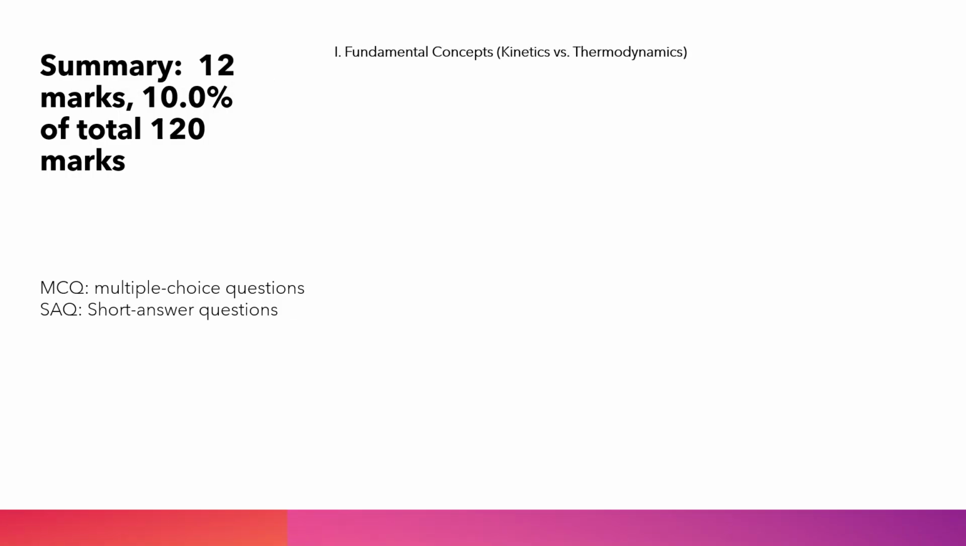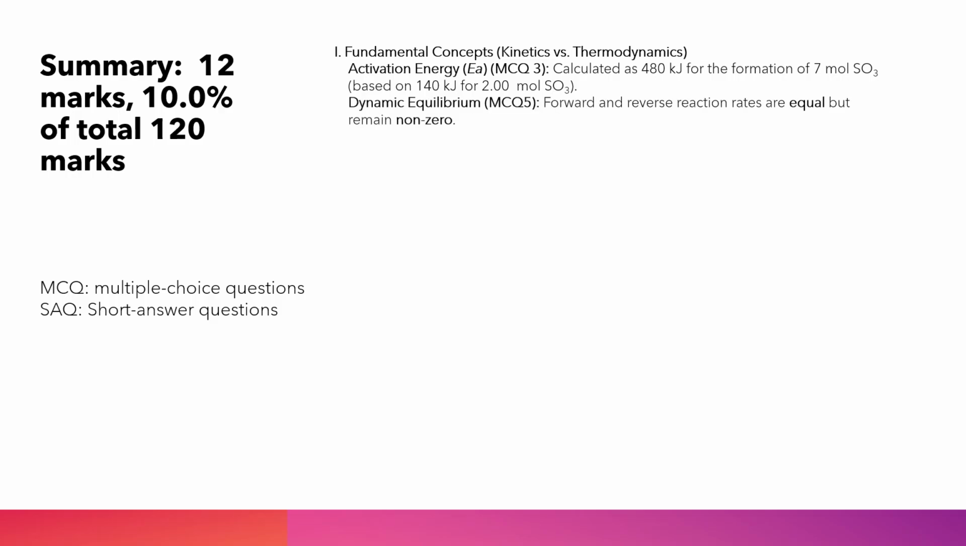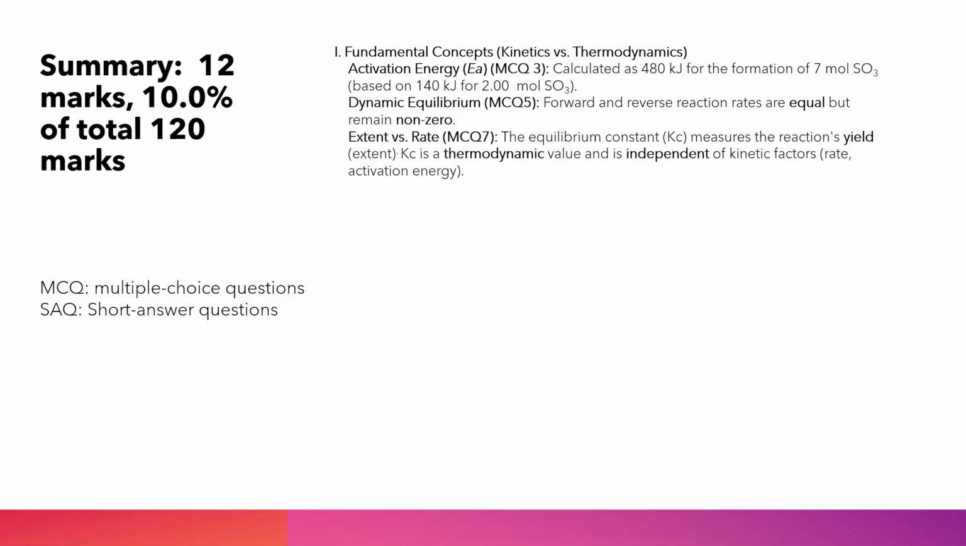Fundamental concepts: kinetics versus thermodynamics. Activation energy, EA, calculated as 480 kilojoules for the formation of 7 moles SO3, based on 140 kilojoules for 2.00 moles SO3. Dynamic equilibrium: forward and reverse reaction rates are equal but remain non-zero. Extent versus rate: the equilibrium constant Kc measures the reaction's yield, extent. Kc is a thermodynamic value and is independent of kinetic factors, rate, and activation energy.